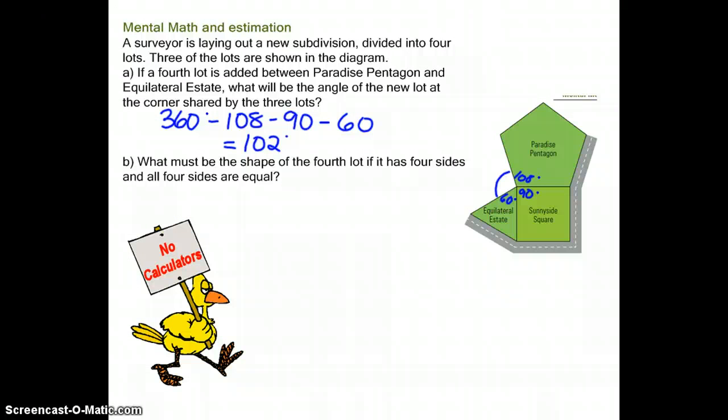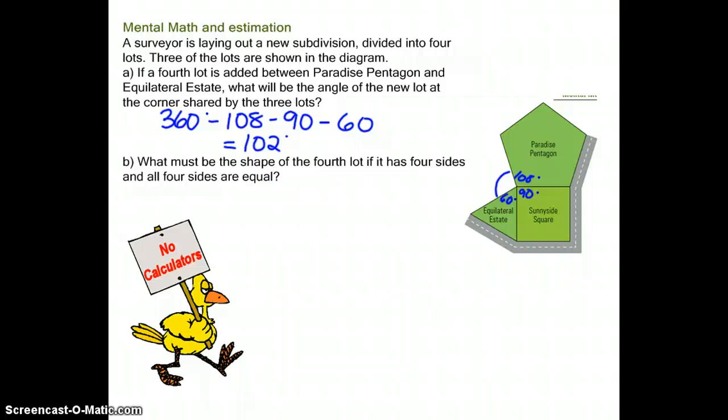Here we have paradise pentagon, Sunnyside square, and equilateral state. So you know that the interior angle of a pentagon is 108, the square is 90, and the equilateral triangle is 60. You're trying to find this other angle. Try it on your own first, without a calculator.